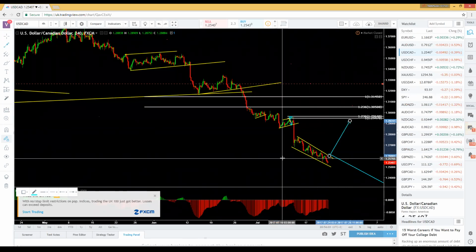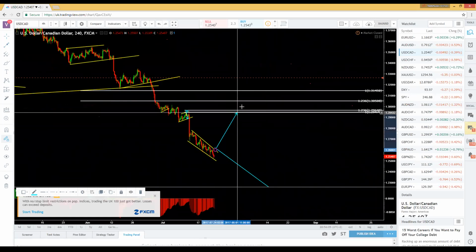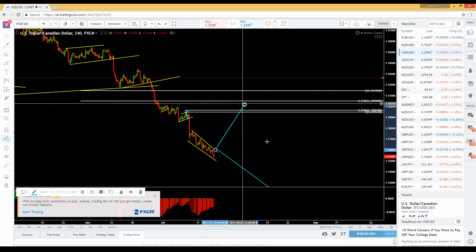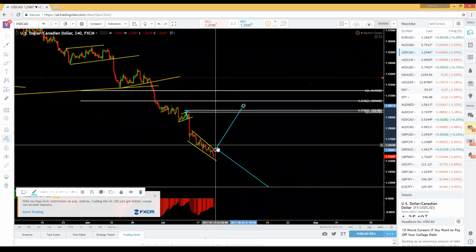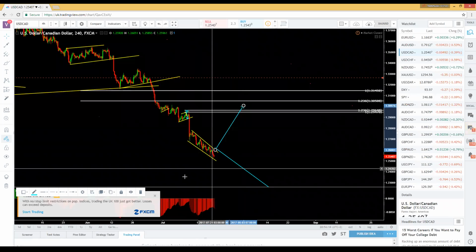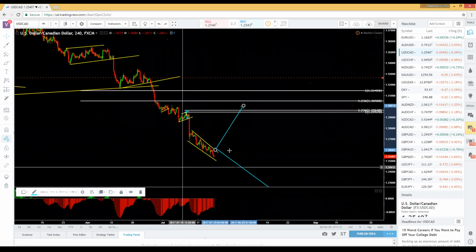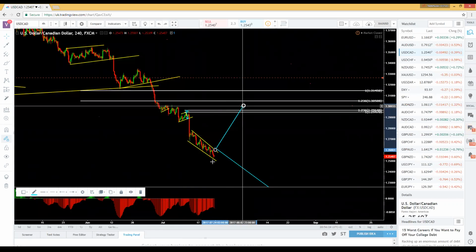But as I said, this is the pullback that I'm talking about. So you can get this short trade here. I don't know how far yet. We'll see how it goes when it breaks. But I won't be looking to buy this here. I'm just going to let my trade run, or maybe just take half of the profits while it retraces.